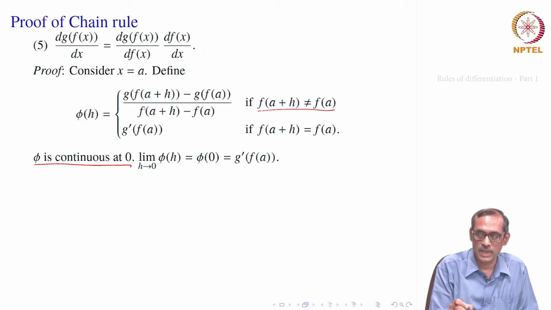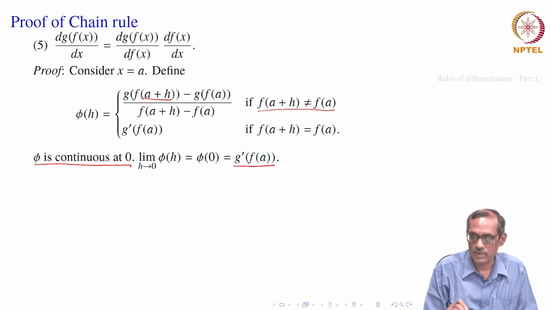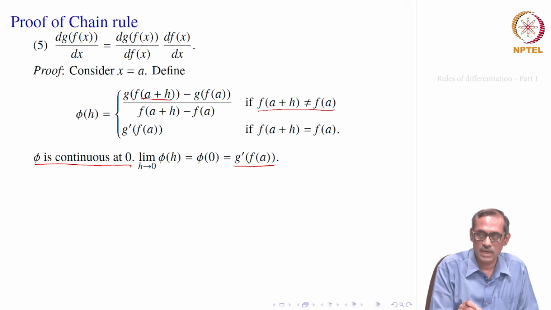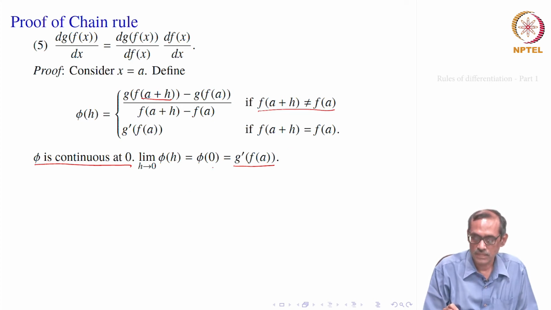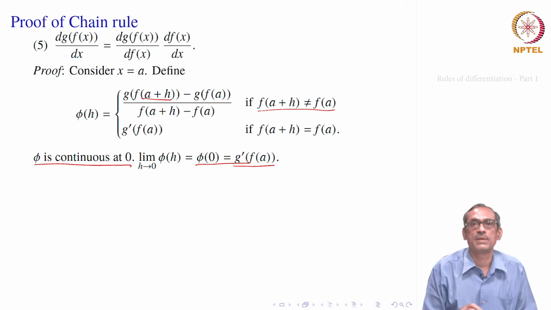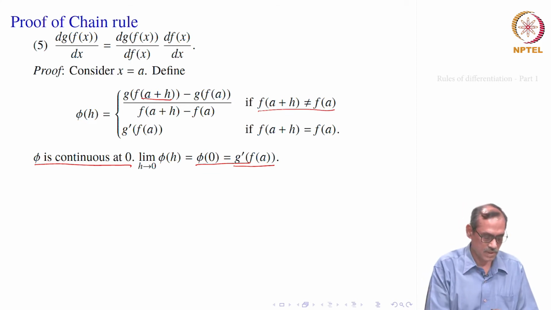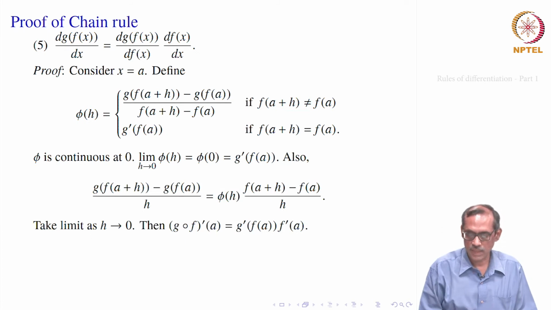Now, when you take the limit of h goes to 0, this is really the derivative, right. So, that gives the derivative g prime at f of a, as h goes to 0. So, that you get g prime of f of a, but that according to our definition is phi of 0, because f of a plus h equals f of a at h equal to 0. So, that is equal to phi of 0. So, since this limit is equal to phi of 0 as h goes to 0, we say that phi is continuous at 0. Okay. So, this is one property of phi, it is continuous.